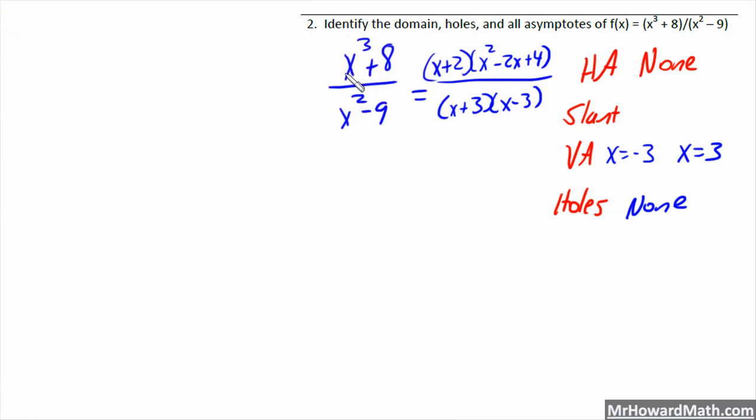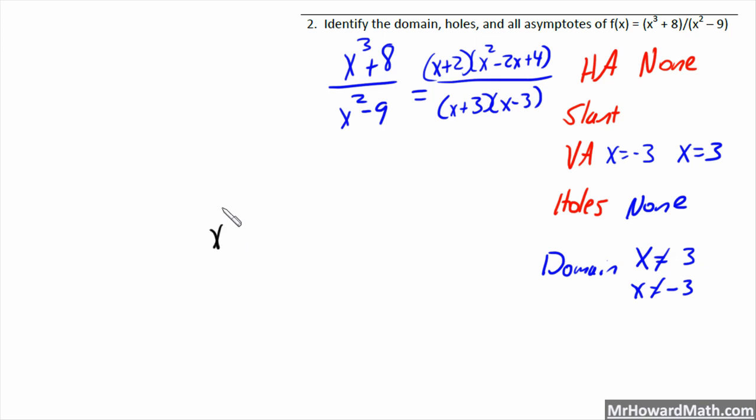All right, and they also want domain on this. So domain is x cannot equal anything where you have a vertical asymptote or a hole. So it's coming from these factors in the denominator. So x cannot equal 3 and x cannot equal negative 3. Everything else is okay. So now let's find the slant using long division.